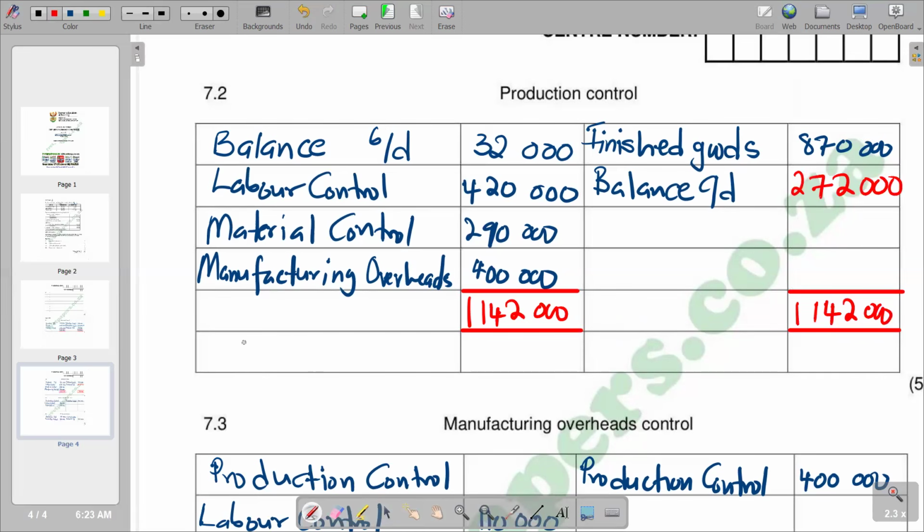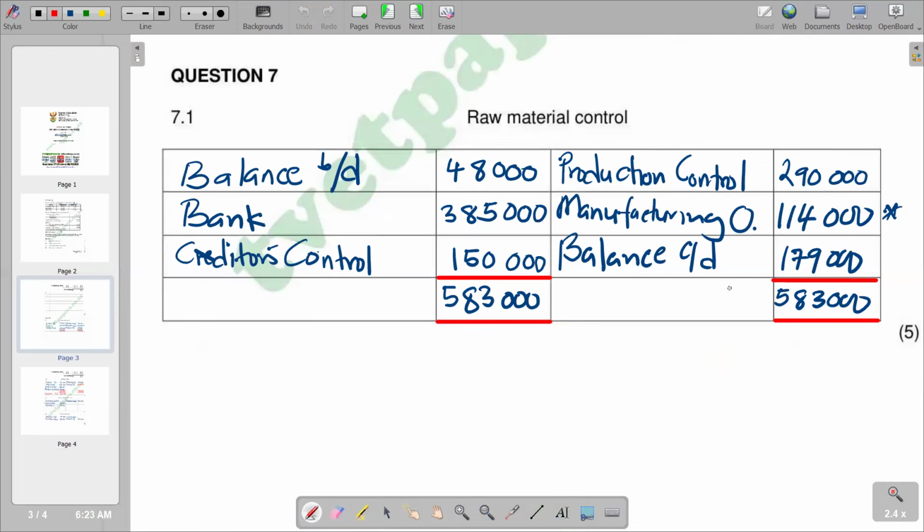So this is also supposed to come as a balance BD on the opposite side below the double line, and the same amount, 272,000. So that's what we have on that part. If you go back to our raw materials control, we've got balance CD on the credit, so it means we also have balance BD on the opposite side below the double lines. So that's what we have.